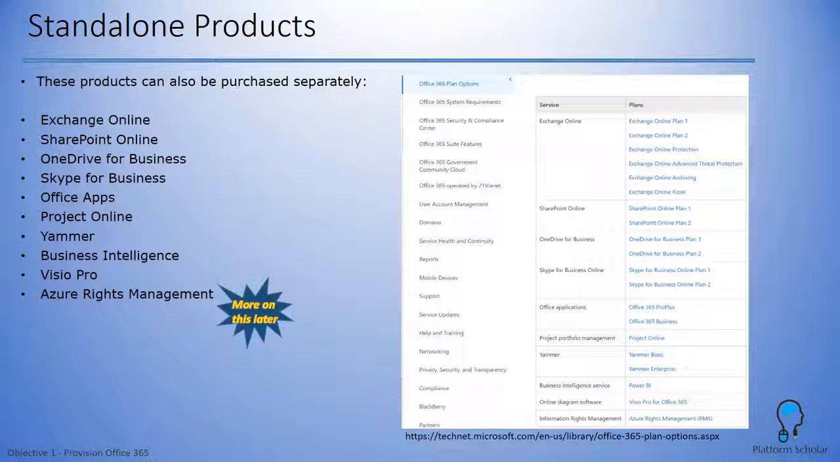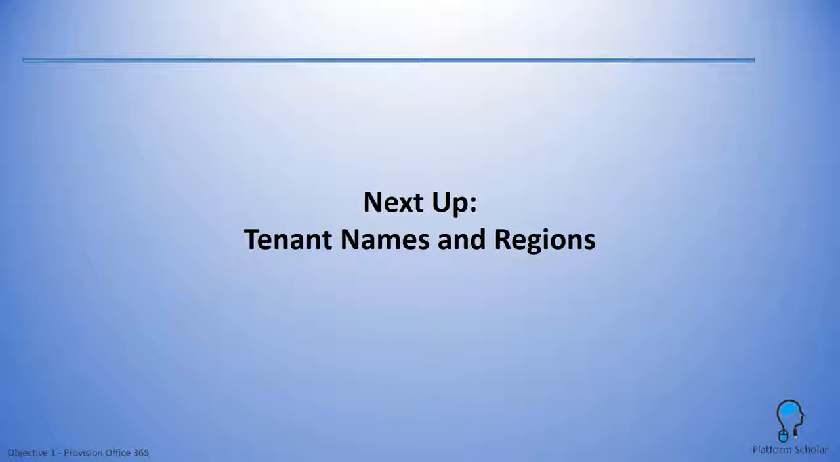Finally, there are some products that cannot be purchased separately. Note that MS Project and MS Visio are not included with any of the license plans discussed and must be purchased separately. Also note that you can buy Azure Rights Management separately and add it to your environment. More on RM later. Okay, that's it. Next up is the first official exam topic of Objective 1.1, Tenant Names and Regions.